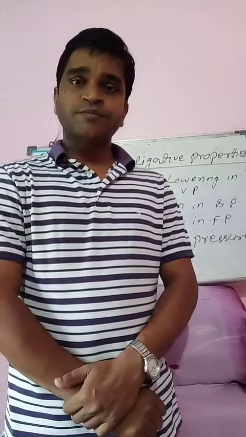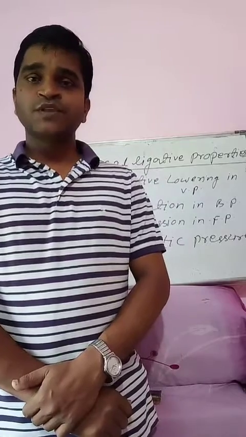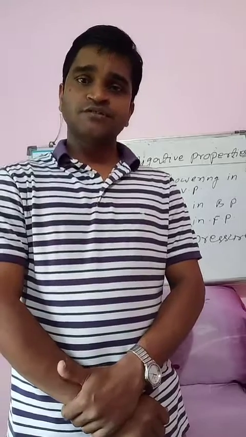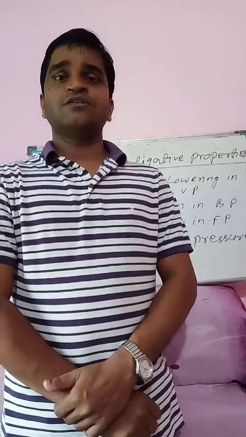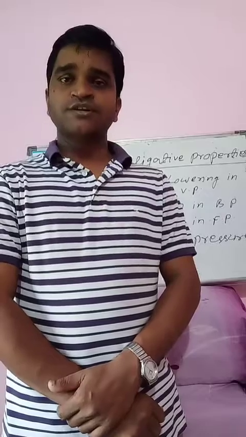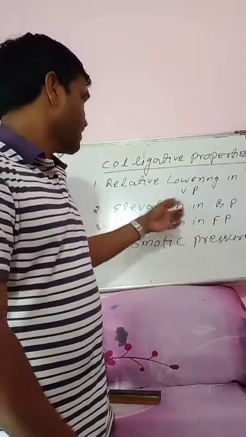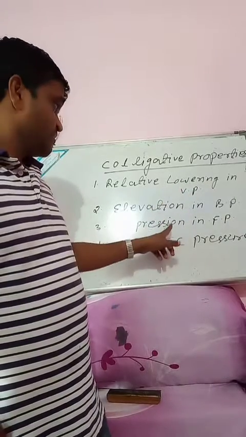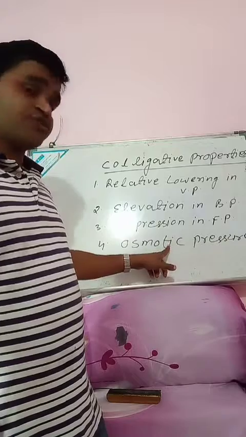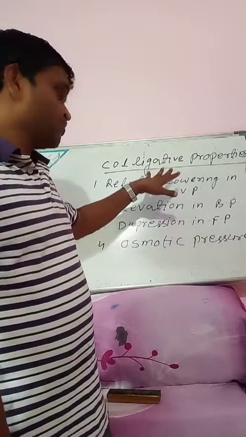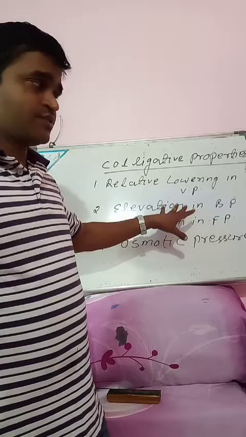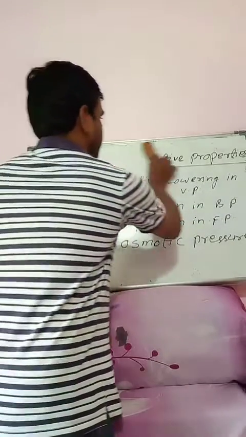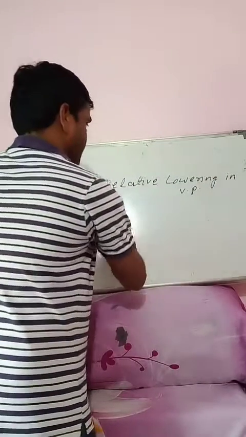So lowering in vapor pressure is one of the colligative properties which only depend on the number of particles present in the solution irrespective of the nature of the particles. Colligative properties are of four types: relative lowering in vapor pressure, elevation in boiling point, depression in freezing point, and osmotic pressure. These are the four colligative properties we have to discuss in our solution chapter. So first we discuss the relative lowering in vapor pressure.